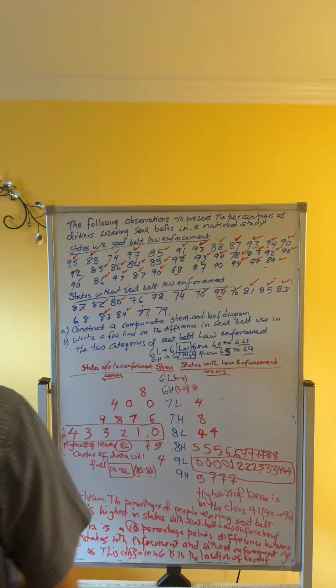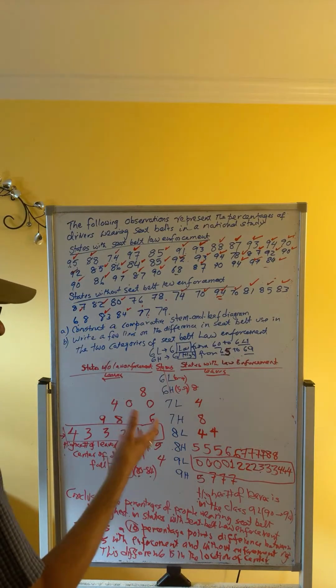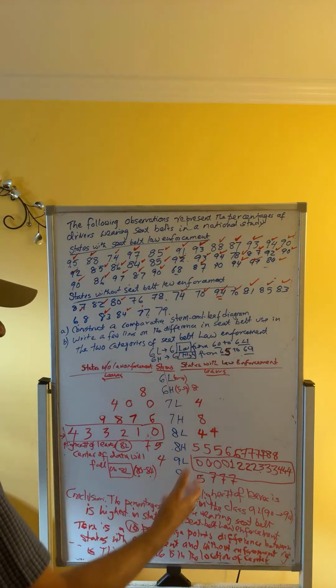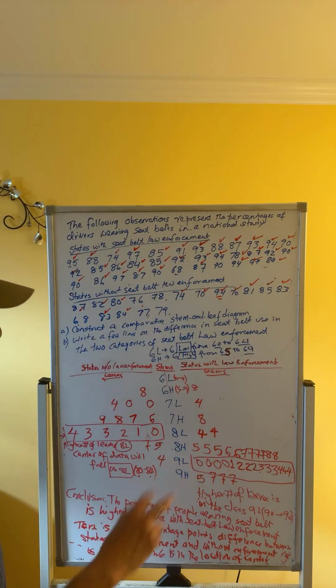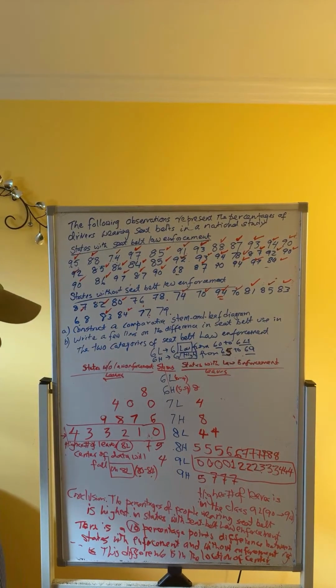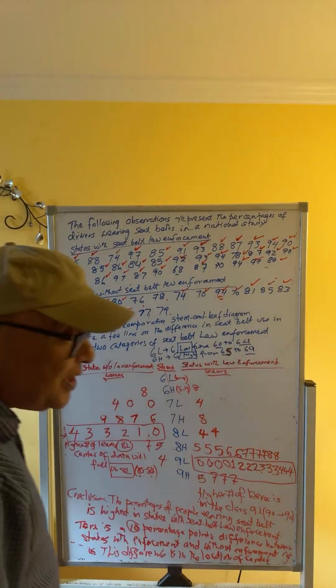Okay, so I will stop here today. This is an example of stem and leaf diagram, and we did a side-by-side comparison of two categories. Okay, so it's sometimes called side-by-side comparison, comparative stem and leaf. Okay, I stop here today.